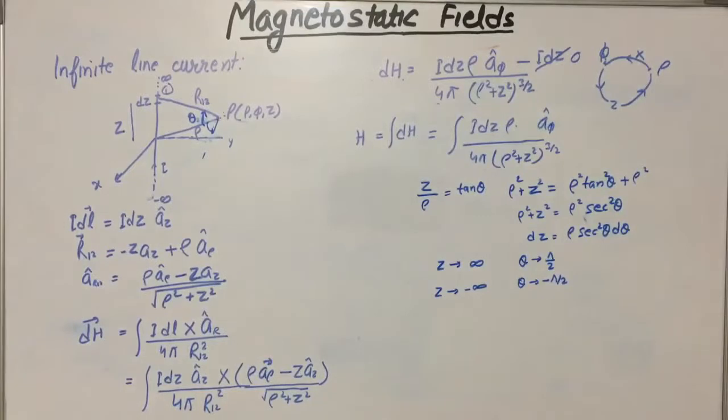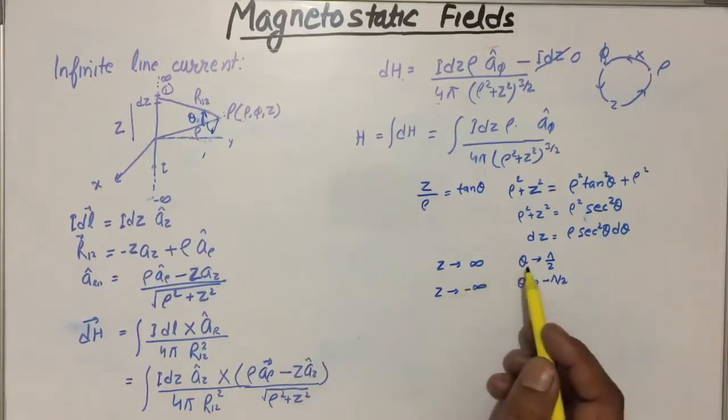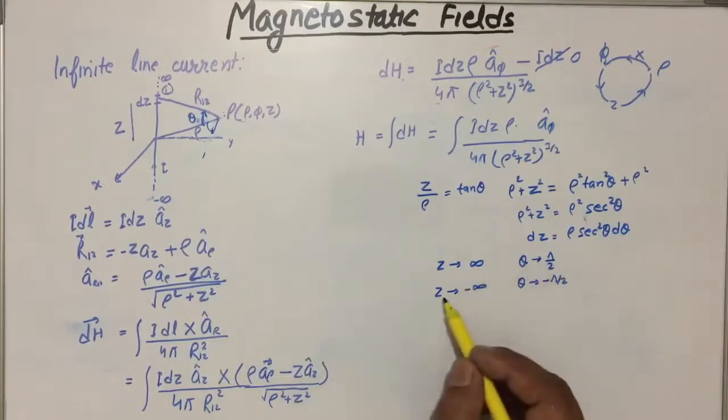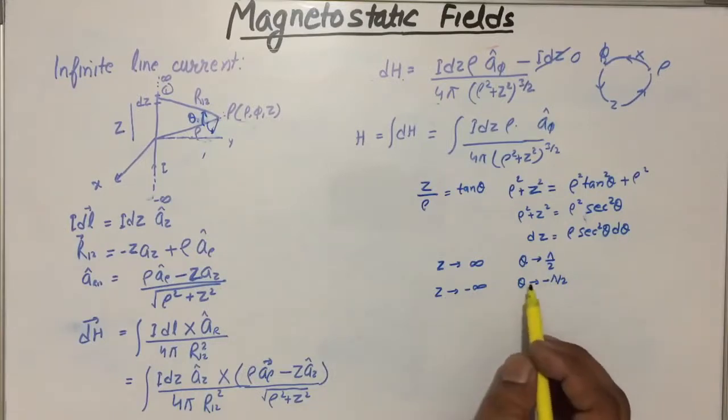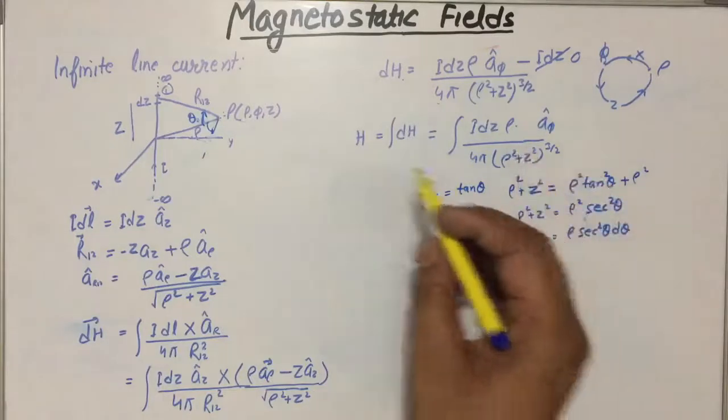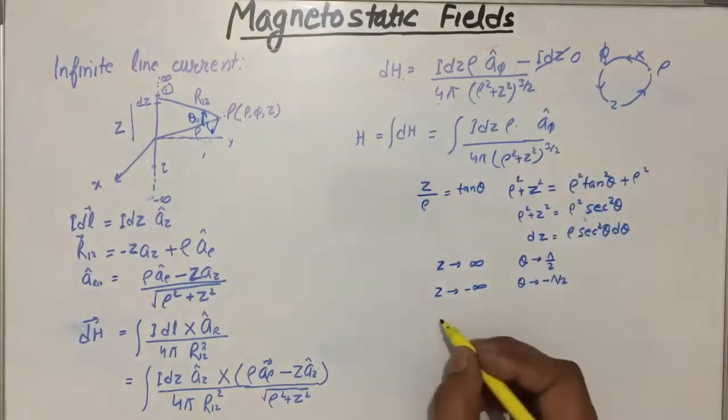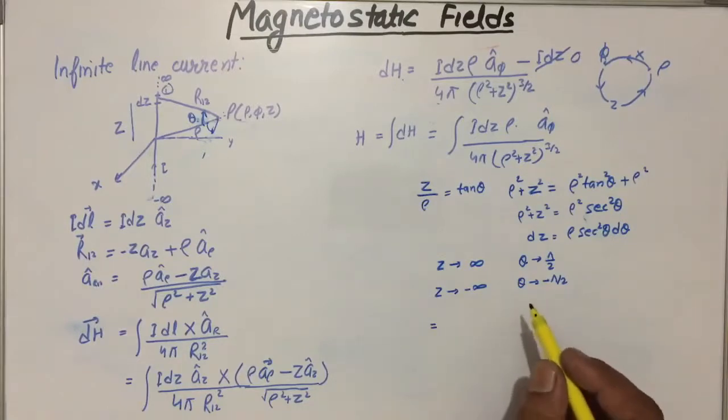So in both cases you can replace z. As z tends to infinity, theta is equal to pi by 2, and when it tends to minus infinity, theta will be minus pi by 2. Put these values in this equation and find the complete H for that. So put the limit first.